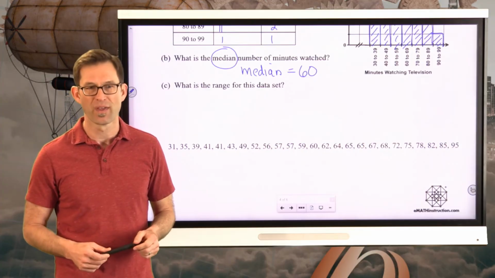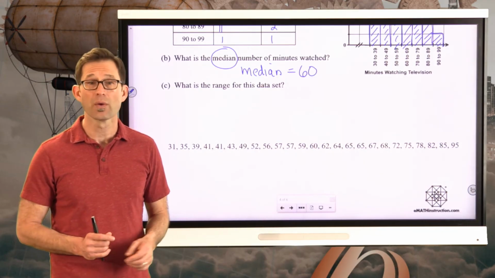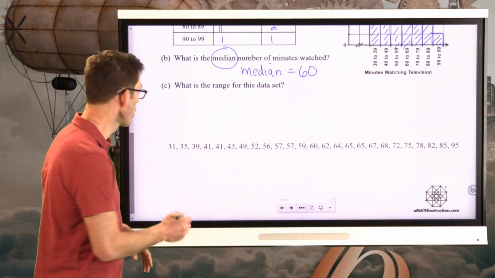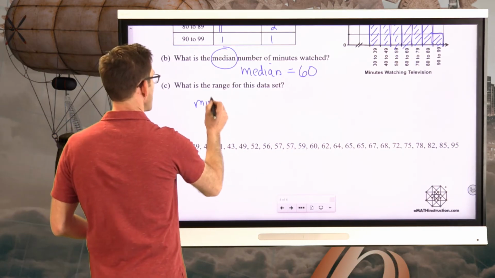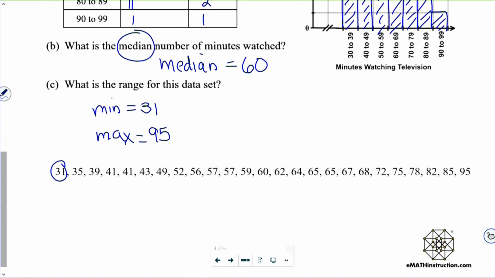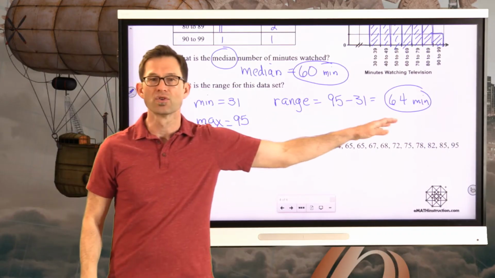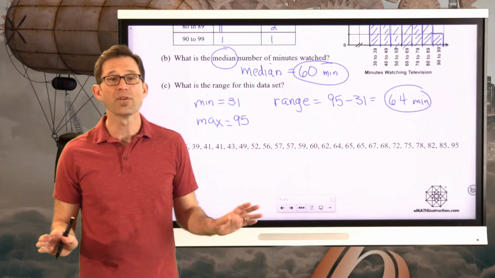Why don't you pause the video now and calculate the range? Well, it's pretty simple, especially when data is arranged in this nice ascending order, because the minimum is 31, the maximum is 95, and so the range is 95 minus 31, or 64 minutes. And I'm going to throw units on that, because there are units on things like measures of center and measures of spread. So that's even more informative.